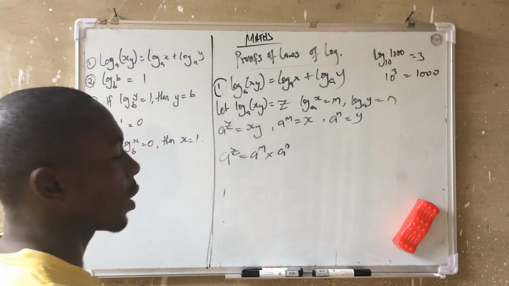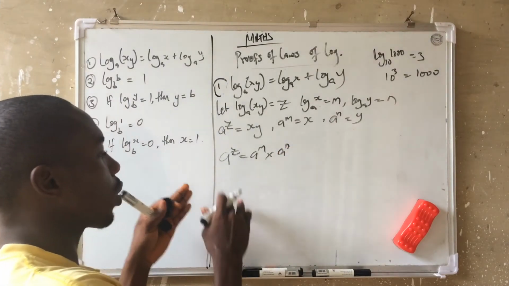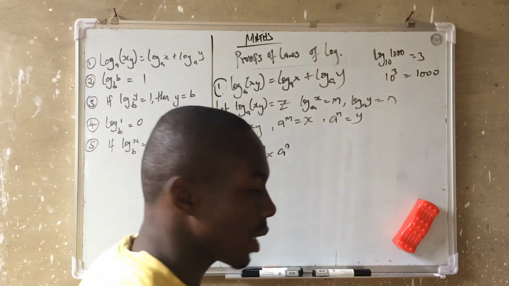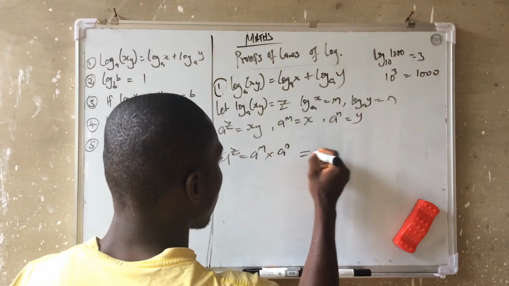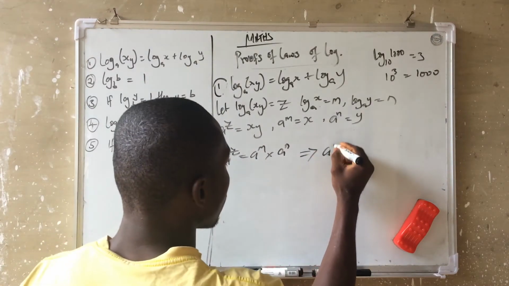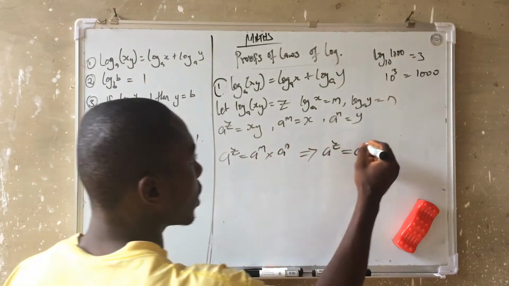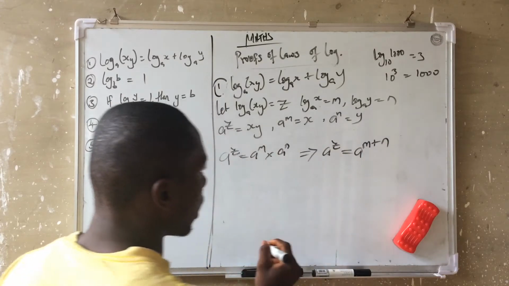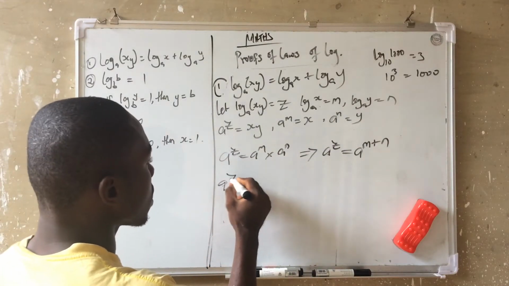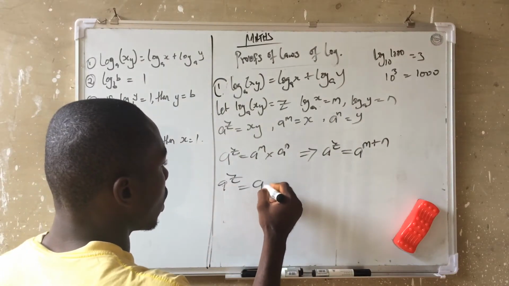What did I succeed in doing? I succeeded in putting all of them in the same base. So now this will give me that a raised to the power z is equal to a. Indices, I will add the powers m plus n. So I now have that a raised to the power z is equal to a raised to the power m plus n.